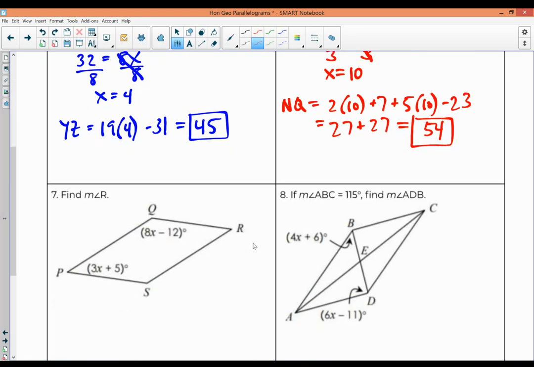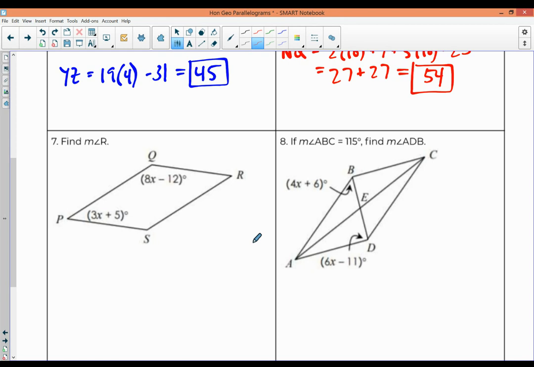All right. Get into some angles. Angles are definitely the more tricky ones. Find the measure of angle R. So that's here. That's congruent to angle P. So I'm going to set up an equation to solve for x and then substitute that value in for the measure of angle P. So these are consecutive angles, therefore they're supplementary. So they sum to 180.